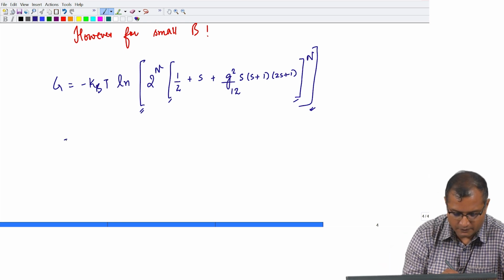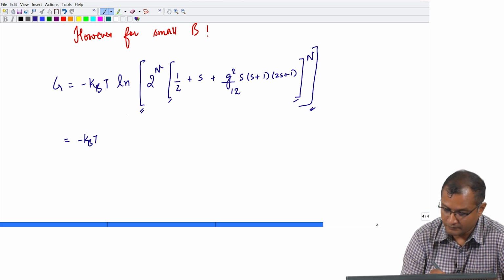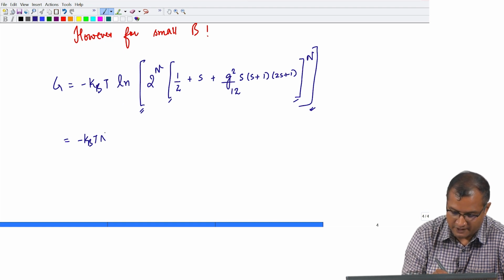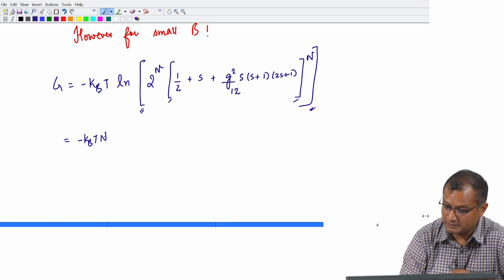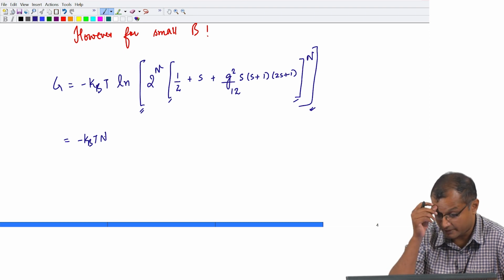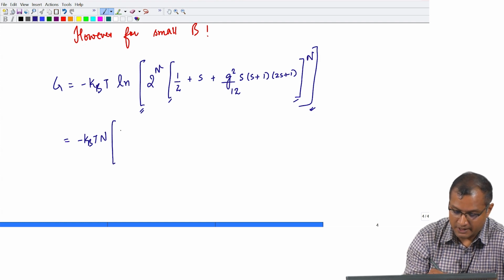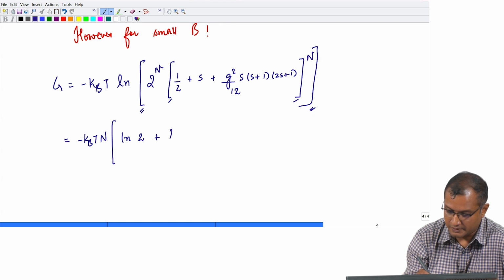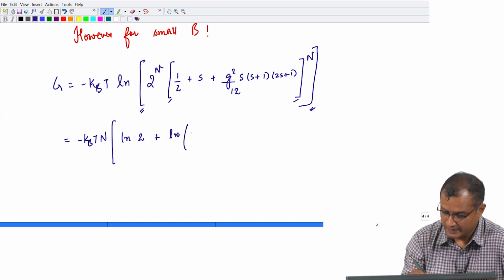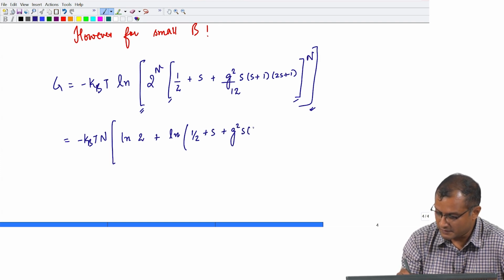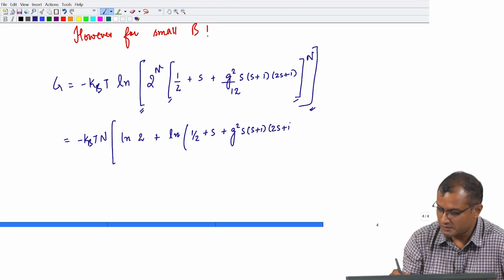and so what you can do here is the following. You can take minus kBT, and the logarithm of these 2 will give you a common prefactor of n outside, because both these terms that are multiplying are raised to n. So, I can write this as, and now I can write inside the bracket ln 2 plus ln of half plus s plus g square s into s plus 1 into 2s plus 1 over 12. Is it okay?